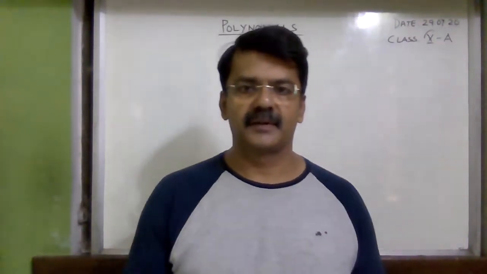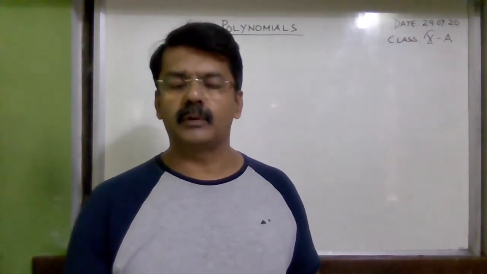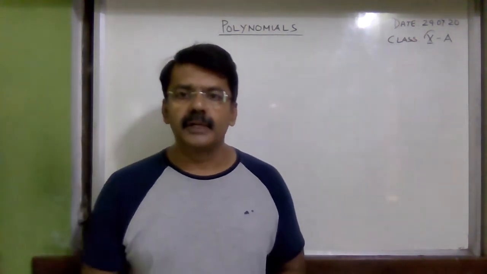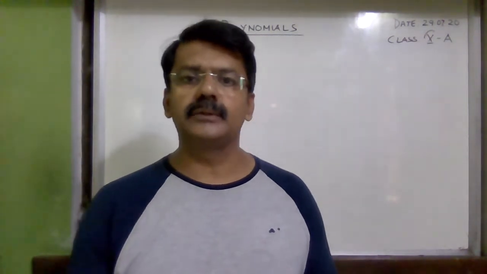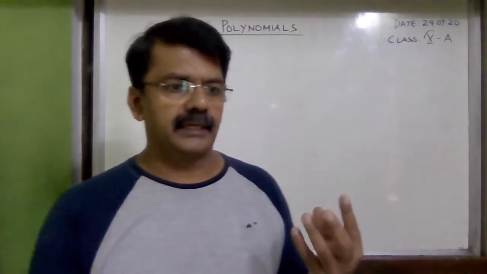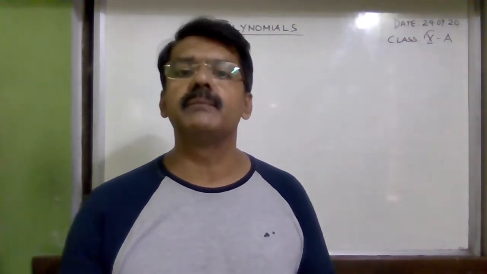Dear students, welcome back. In the previous lecture, I told you about polynomials. Today I'll tell you the relation between the coefficients of a quadratic polynomial and the zeros of a quadratic polynomial. In the previous lecture, I told you that the zero is that number which when we put in place of x in any polynomial, the result is 0.